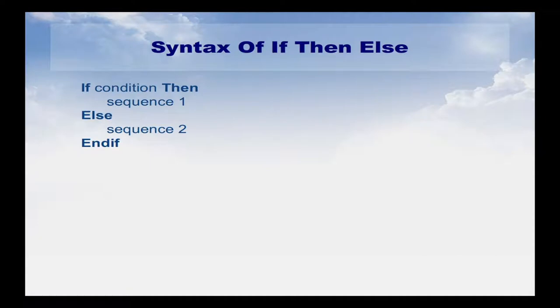So, you can see that the first line starts with if, followed by an expression that represents the condition, followed by the keyword then, followed by an indentation. We can have a statement or a sequence of statements, then followed by else, which is unindented. And within the else, we have again a sequence of statements, and the total construct is demarcated by the keyword endif. The else keyword and the sequence 2 are optional. If the condition is true, sequence 1 is performed, otherwise sequence 2 is performed. Right? Got it? Okay.